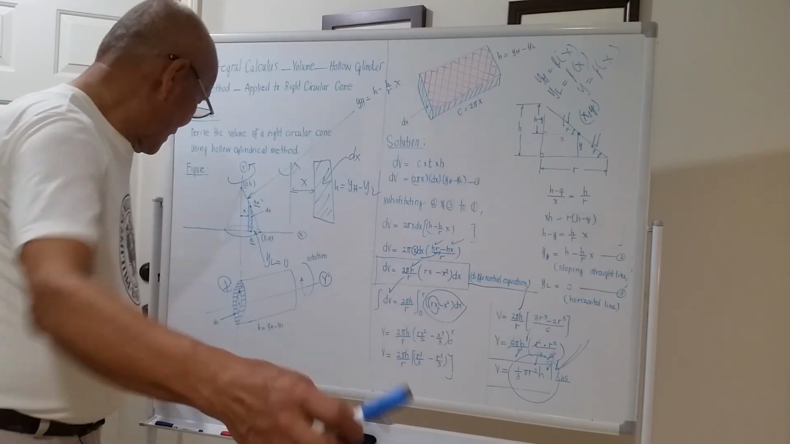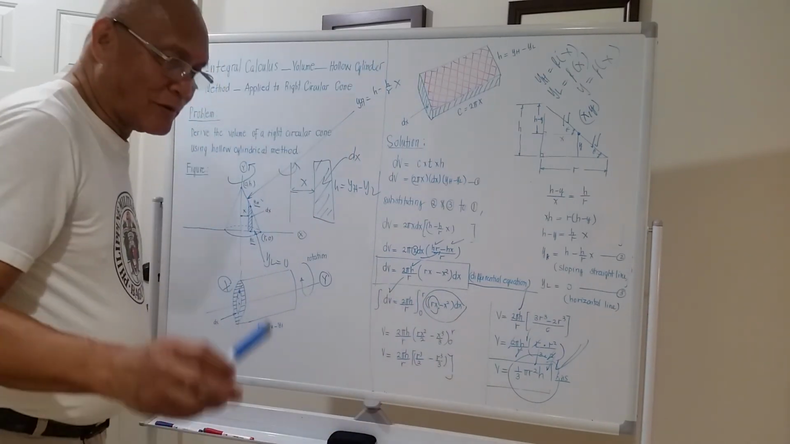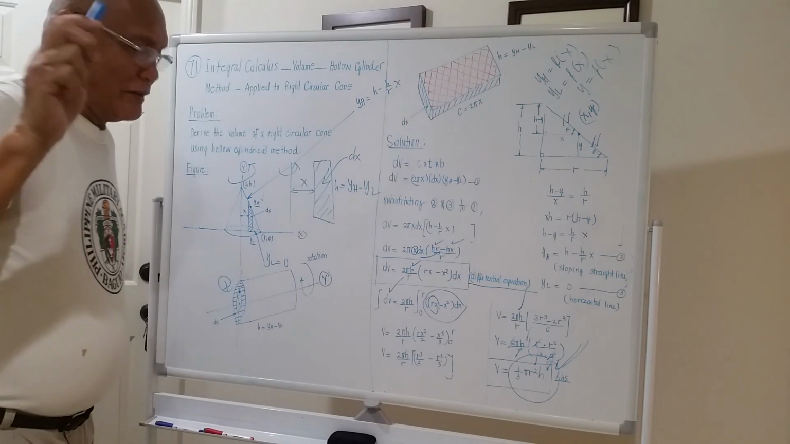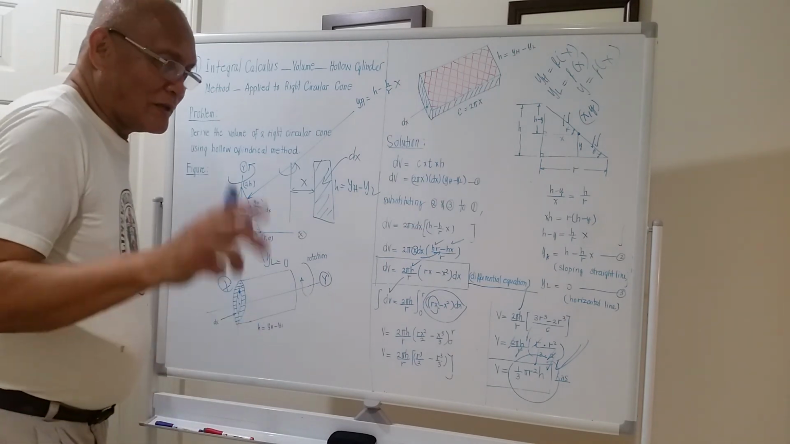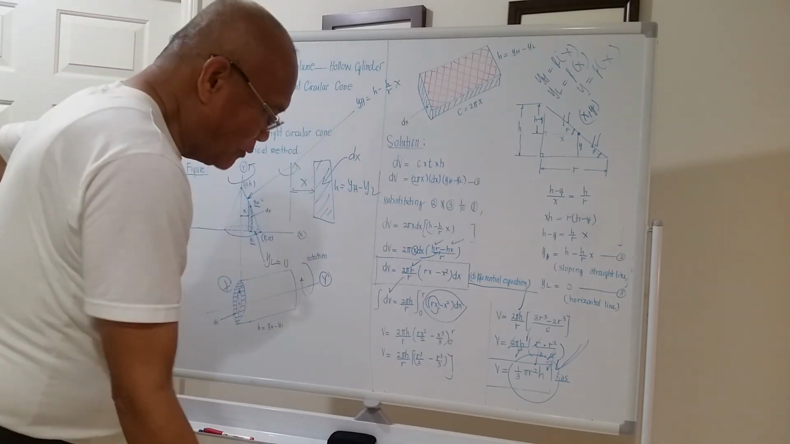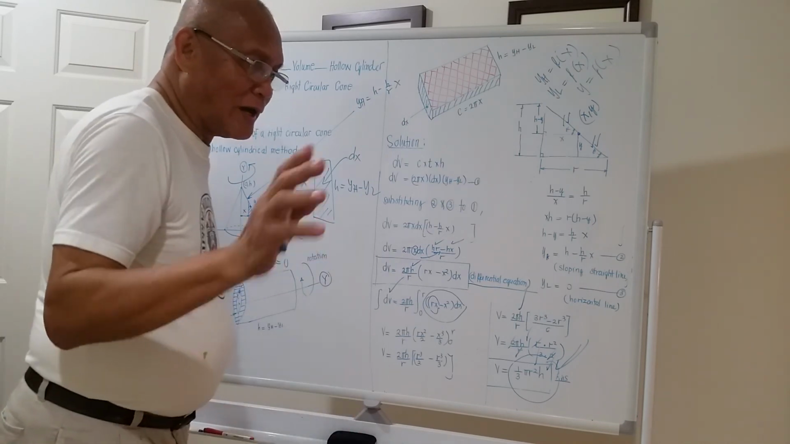Okay guys, that's the solution for deriving the formula for the volume of a right circular cone by using the hollow cylindrical method.